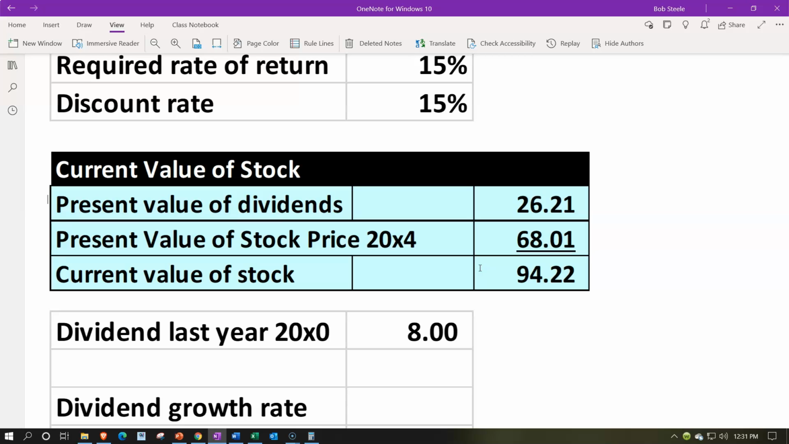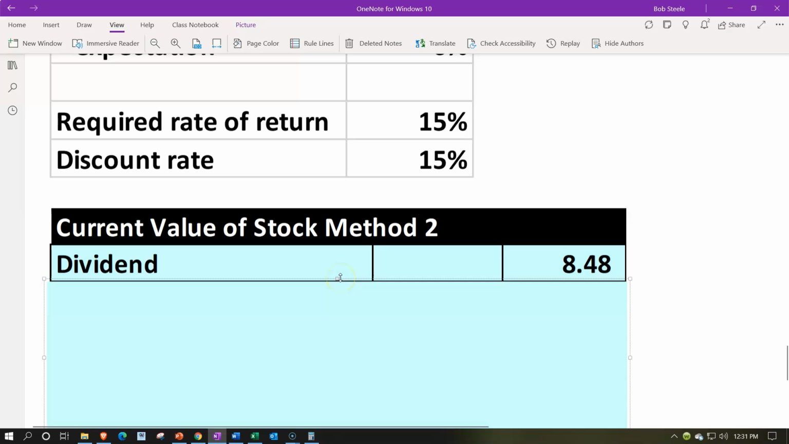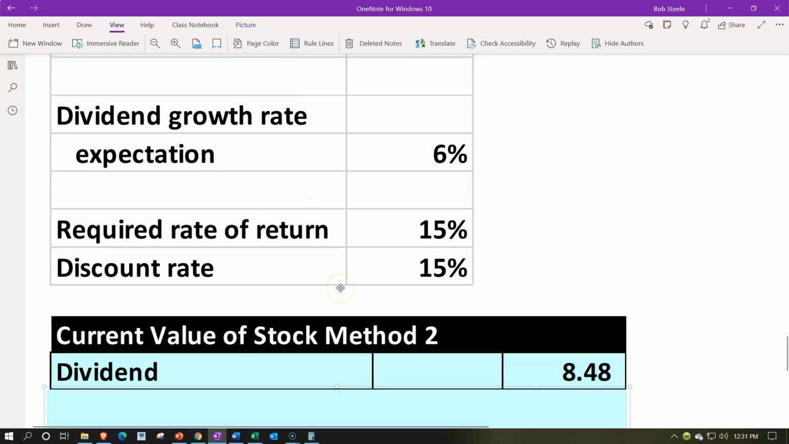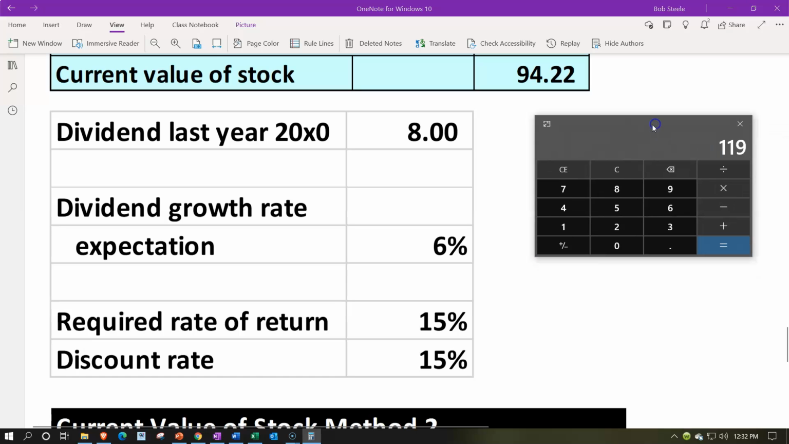So this is, I think, a more intuitive way to do it using our present value type of calculations here. But we can estimate that as well as we've seen in prior calculations down here with method 2, which will often give us a similar result, possibly a little bit easier to do. So we have the dividend that we're assuming is going to be the 8.48 here, the next dividend out.